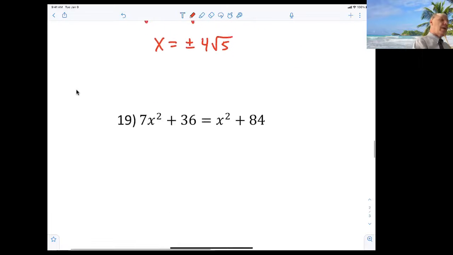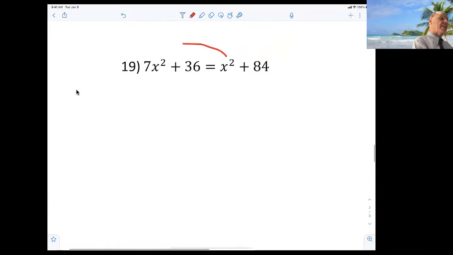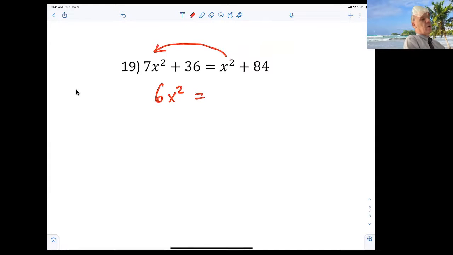All right, number 19. Now I'm subtracting x squared. That would make 6x squared. Now I have to subtract 36, so that's going to give me 48. Use your mental math skills. So now x squared equals what?